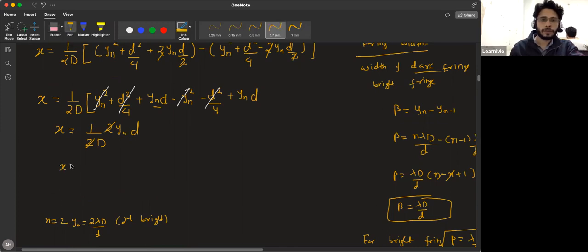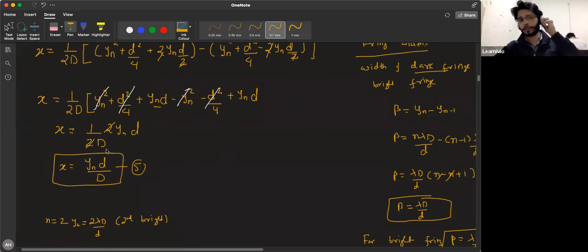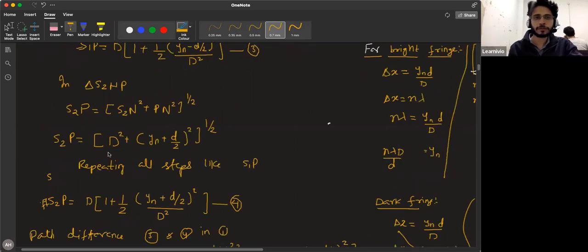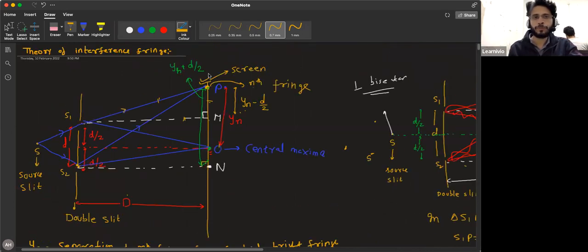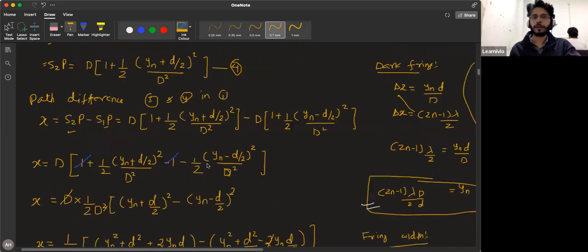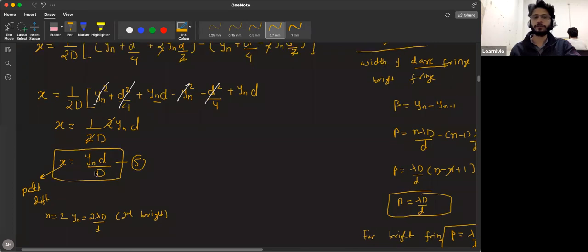And you will get that your path difference is yn into small d divided by capital D. This is equation number 5. This is the relation that we needed. So this is the relation for x, which is path difference. Path difference means this difference, S2P minus S1P, the difference in the path traveled by the waves from S1 and S2. Yn is the separation of this nth fringe from the central maxima, and small d and capital D are the double slit and the screen separation.